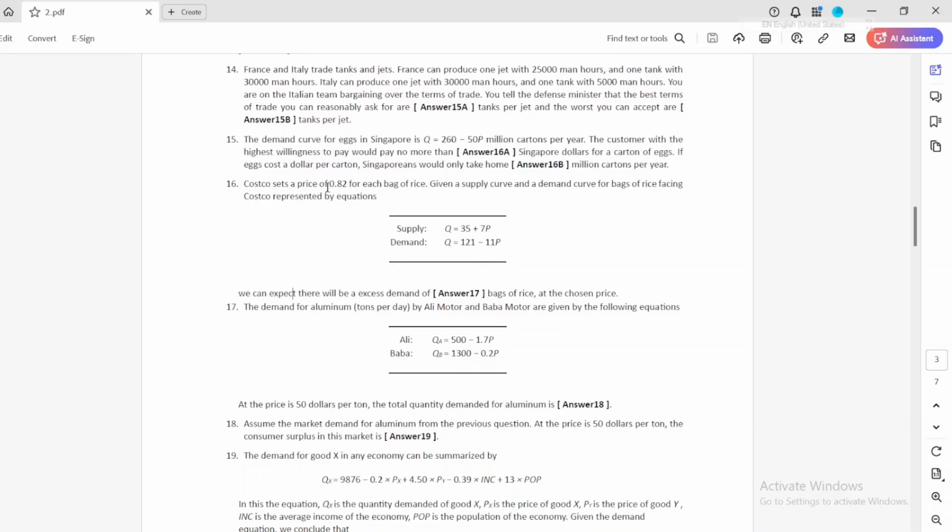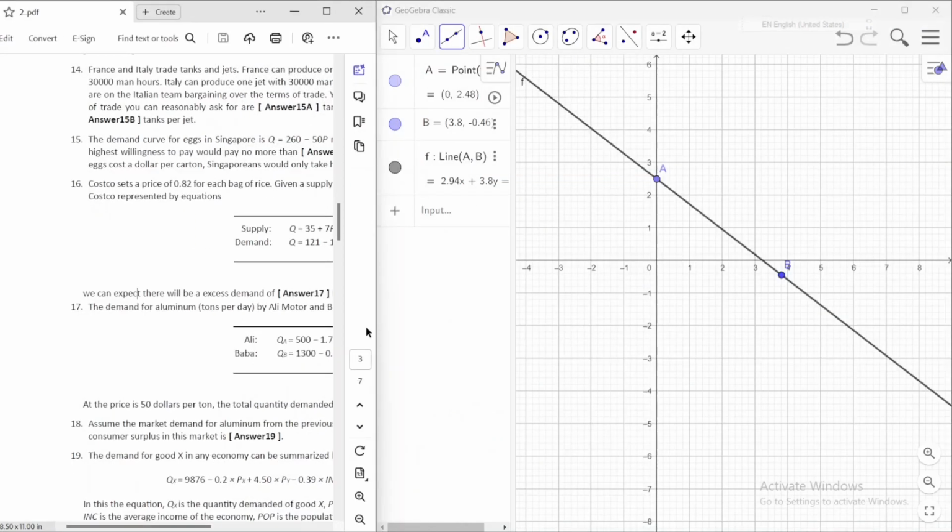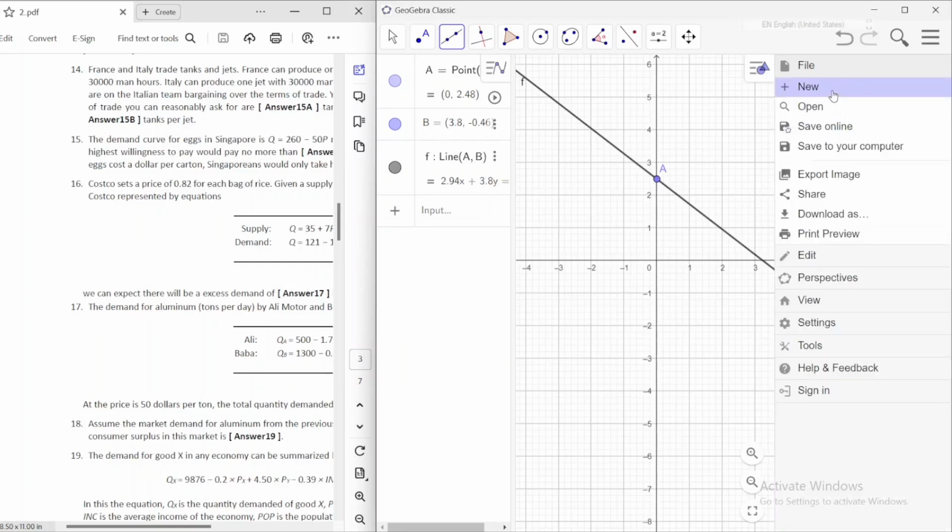In question number 16, you are given the price for each bag of rice and the supply and demand relation, and you are asked to calculate the excess demand. So this is very easy. Let's go to the GeoGebra. And for those who are not familiar with this software, this is an open source software. You can download it and use it for absolutely free. Let me clear the screen.